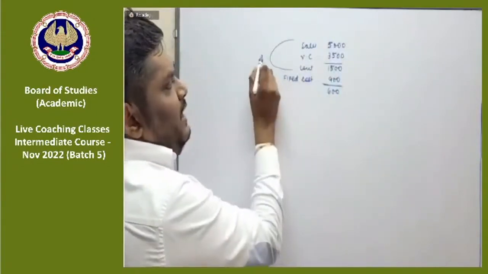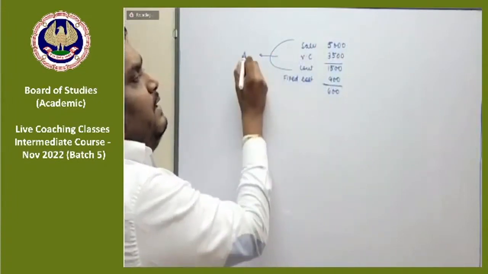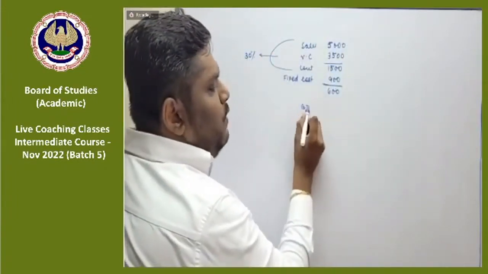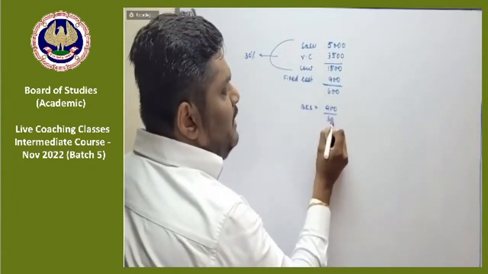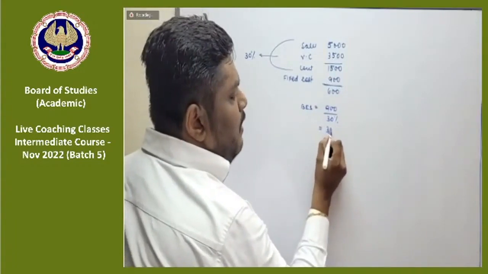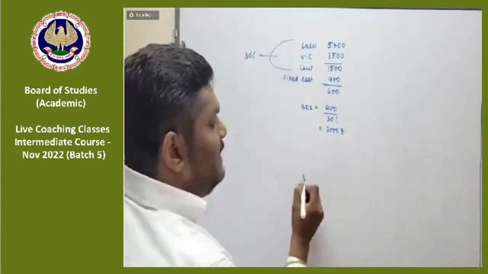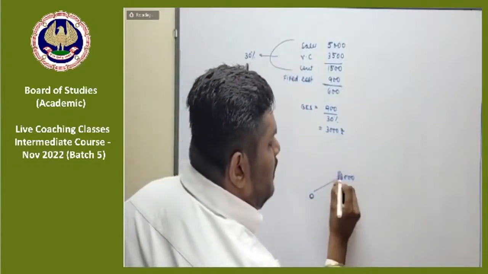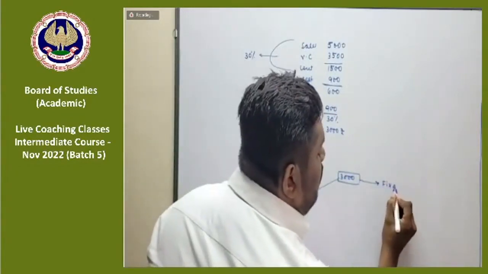Now in this question, the relationship between contribution and sales is how much? That is 30%. So if we want to calculate our break-even sales, this will be 900 divided by 30%, that is 3,000. So this is my dead point. If we start our sales from 0 and reach 3,000, it means we are able to recover our fixed cost.